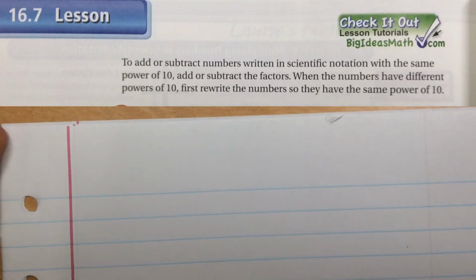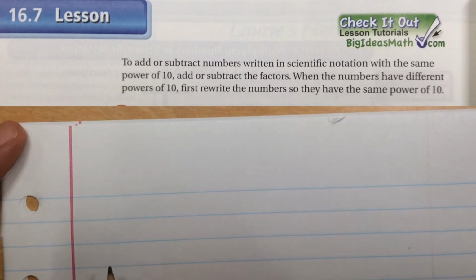And it starts by saying to add or subtract numbers written in scientific notation with the same power of 10, add or subtract the factors. When the numbers have different powers of 10, you have to rewrite the factors or the numbers so they do have the same power of 10. So let's look at example 1 here, part A.